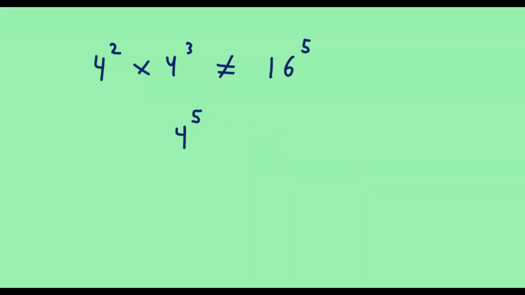Also, note that we must have the same base. So we have to have the same base, something like this, where both of the numbers have the same base of 4. That means we cannot apply this product law to something like 2 to the power of 4 times 5 to the power of 7. That is because the bases are different. Here the base is 2, and here the base is 5. The bases are different, and so we cannot apply the product law to a product like this.